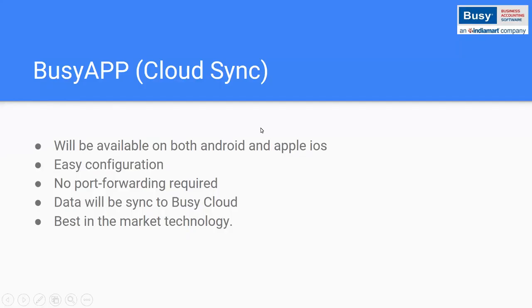First of all, we will discuss the Busy app Cloud Sync. Everyone, we already have a mobile app. So it's not an upgraded version of the mobile app that we are having right now. It's a totally new mobile app. It will work parallelly with the old mobile app, and later on the old mobile app will be discontinued in future. So why this new mobile app?